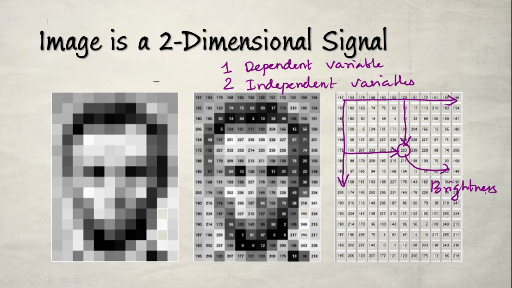So image can be considered as a two-dimensional signal in which the brightness of the pixels varies with respect to space, or we can say with respect to the x-axis and the y-axis, or the two-dimensional plane. So in that case we can consider image as a two-dimensional signal. Here also dependent and independent variables are there, but here we have two independent variables. That is why it is called a two-dimensional signal.